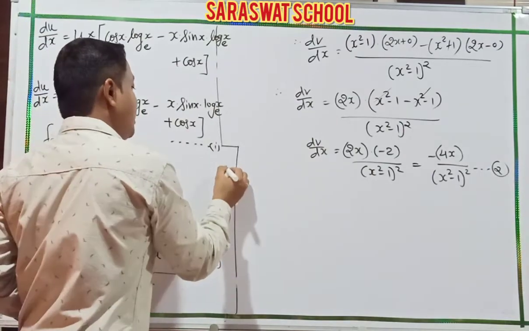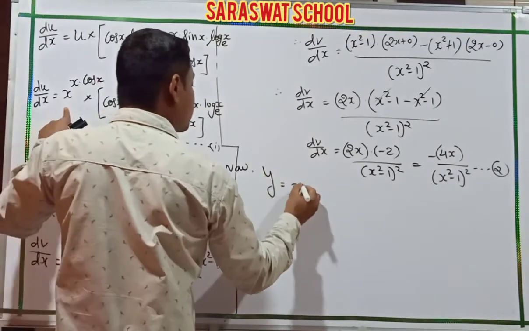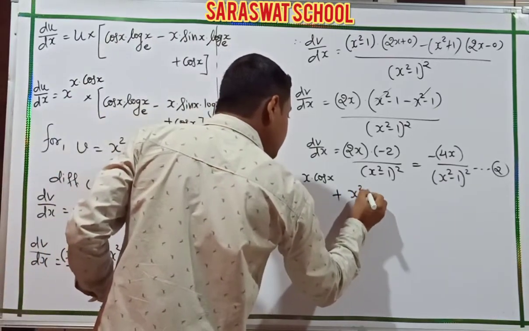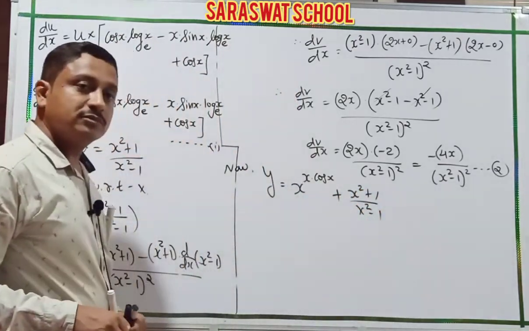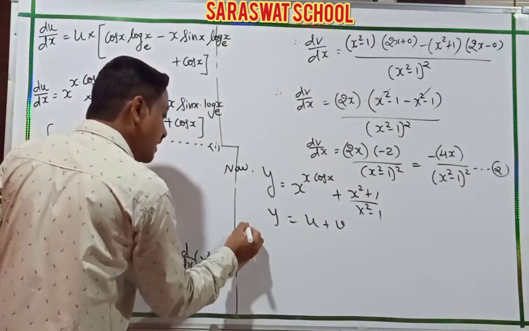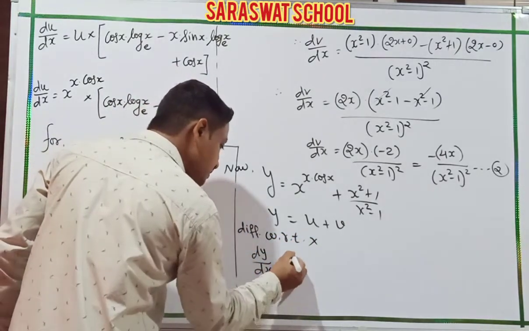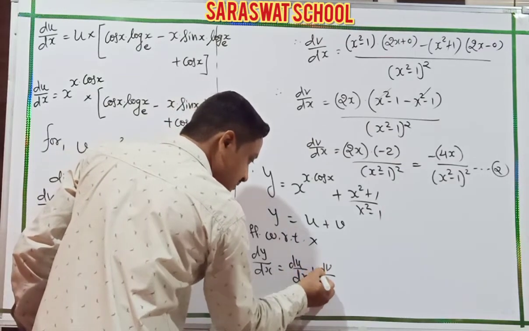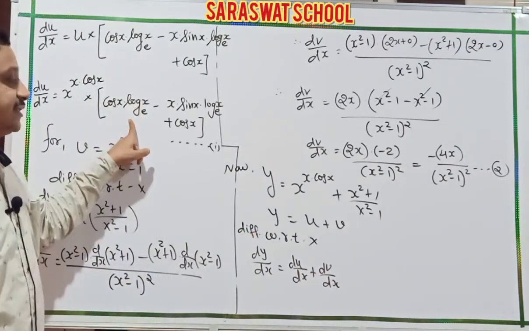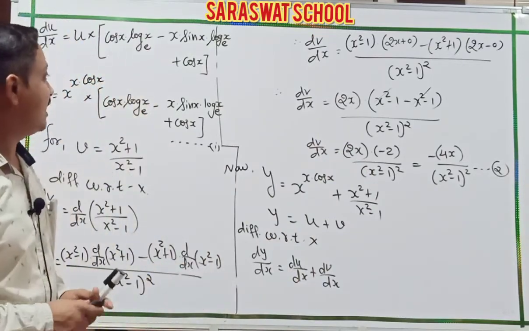Now, students, finally I move ahead to my question. And what is your question? x raised to x into cos x plus v, also you know, x square plus 1 by x square minus 1. Now it is u plus v. Now start differentiation with respect to x. What do you get? dy/dx. Yes, du/dx plus dv/dx. Finally, du/dx is your equation 1. dv/dx is your equation 2. And put the values in happily and the question is done.